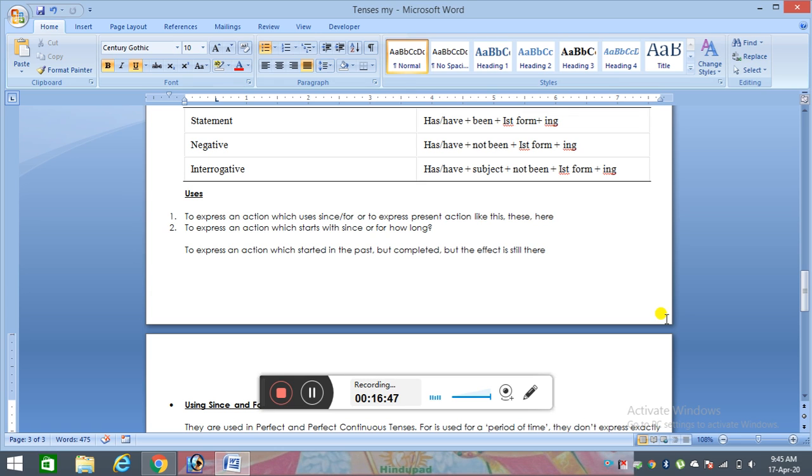Or I have been suffering from fever since Monday. So since a point of time. But when I say I have been suffering from fever for 3 days, now it gives you the period of time. Since 1975 is also okay, and for 35 or 45 years, whatever. So for gives you period of time, since gives you point of time.